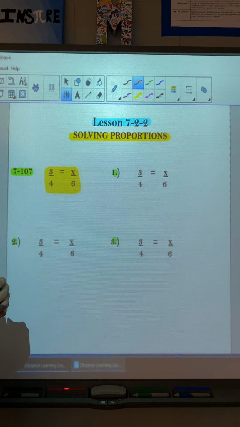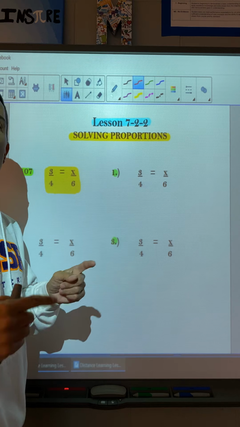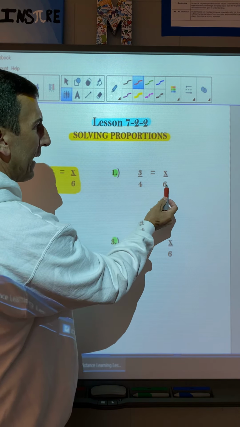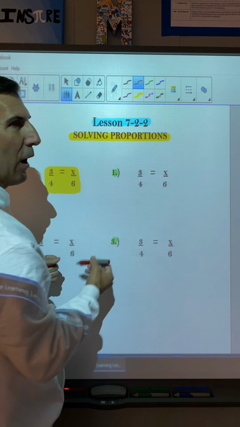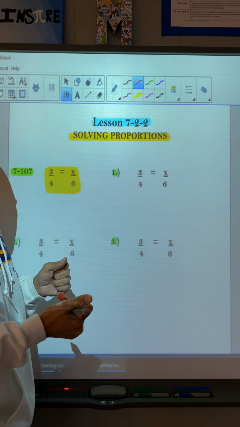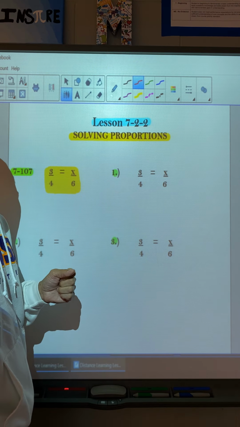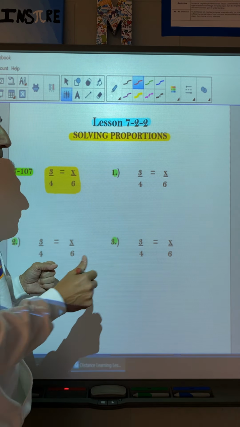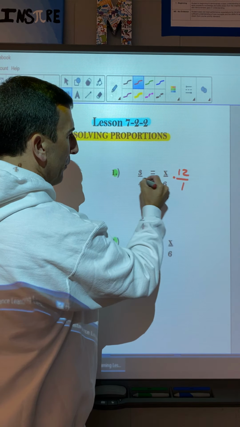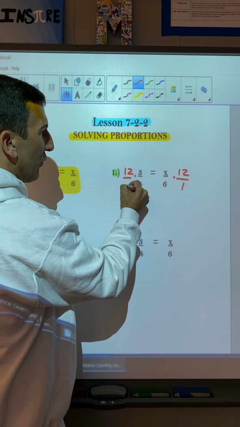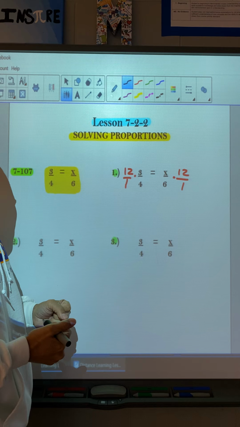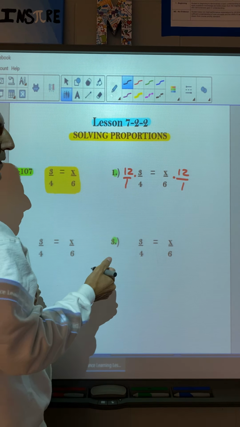So what I'm going to do is remember when we did fraction busting? I'm going to do that right now. How do I get rid of the 6 and the 4 off the bottom on both sides of this equation? Yes, thank you, Mason. Find a common denominator. So the common denominator is 12. So I'm going to multiply both sides by 12. That will help me get rid of the fraction parts.